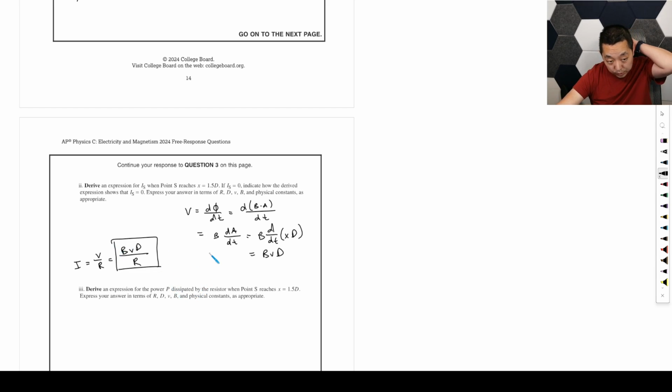Okay, derive an expression for the power dissipated by the resistor when it reaches there. Well, if I have the current, well, you could do the voltage. You could do V squared over R, or you could do I squared R, or you could just do I times V. You do this times this.